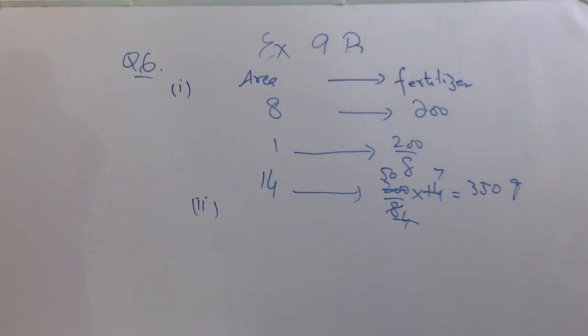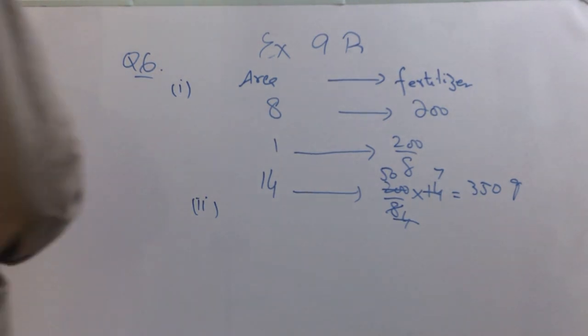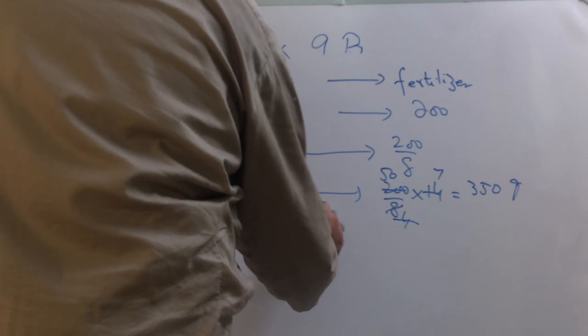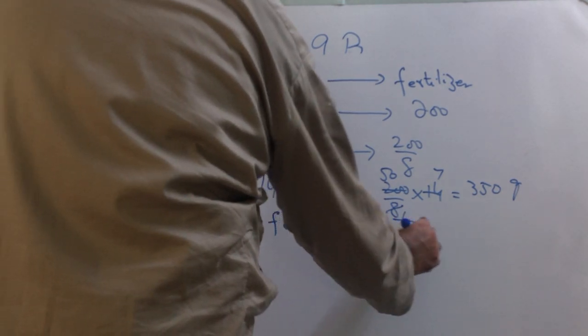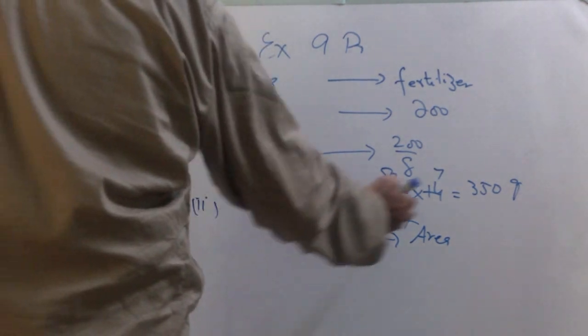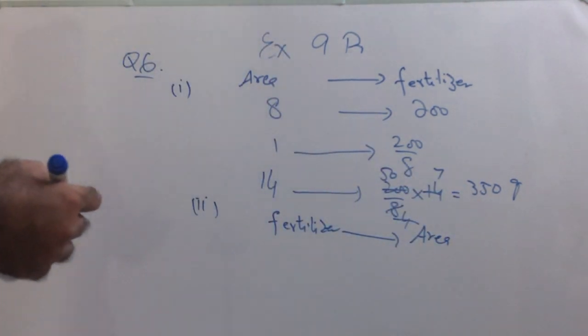Part 2 says the area of land that can be fertilized by 450 grams of fertilizer. So we need to find the area. Now we'll be using fertilizer on the left side and area on the right side, because we need to find the area.